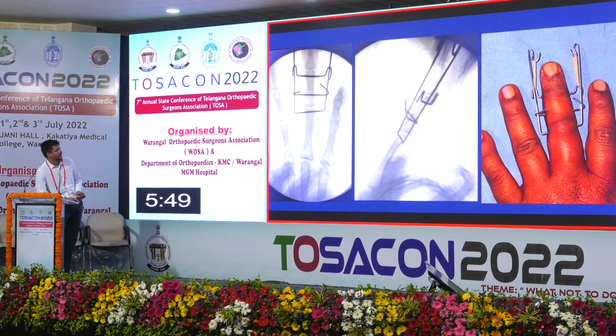So this is the way to put one parallel wire to the joint in the PP head and one in the MP head parallel to the joint, and this is the extension blocking wire. Usually with extension, the joint will subluxate. So this should be more volar such that whenever we flex, this will push the middle phalanx to the volar side.